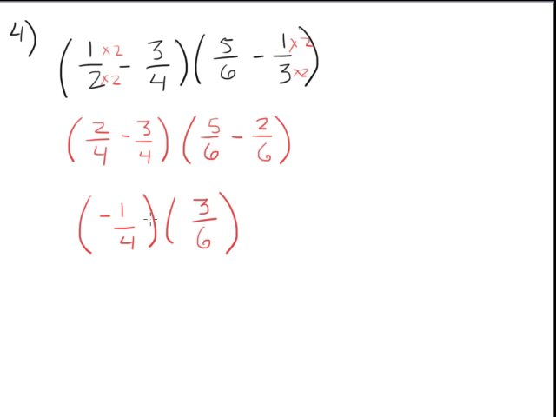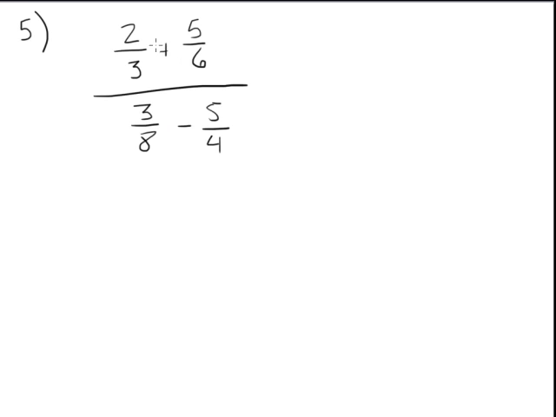Okay, now I'm going to multiply these two fractions. So when you multiply, you just multiply numerator and numerator, denominator and denominator. So I have negative 1 times 3, that's going to give me negative 3. 4 times 6, that's going to give me 24. Okay, so now I could see that I could reduce this more. I could divide the top by 3 and the bottom by 3. So from that I'm going to get negative 1 over 8.